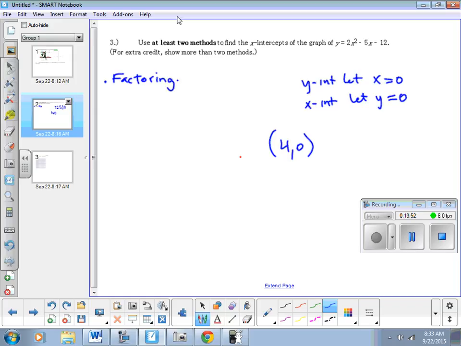I'm going to give you guys a separate sheet of paper where I want you to put down these notes for factoring, okay?